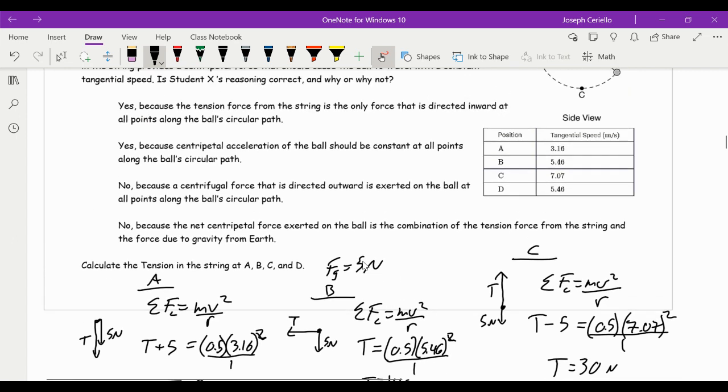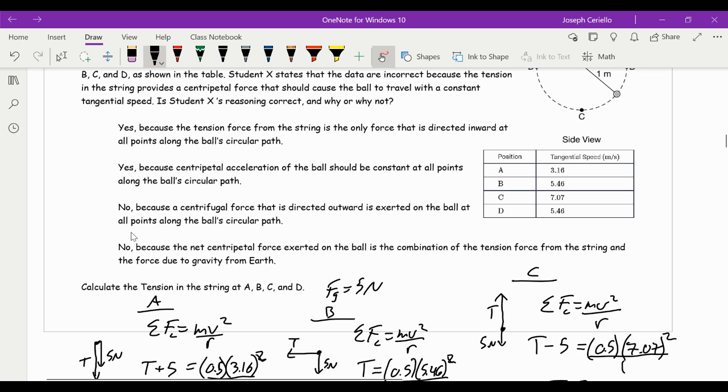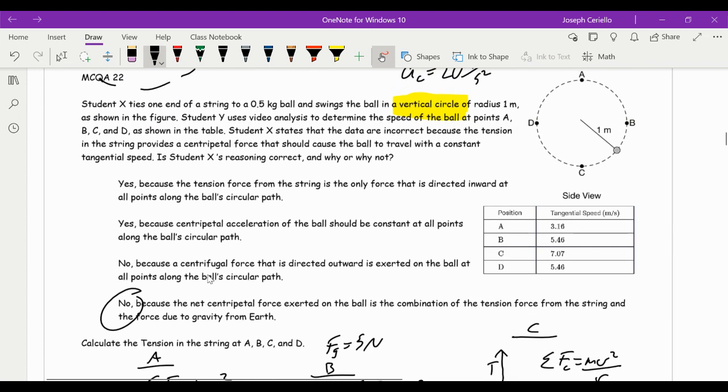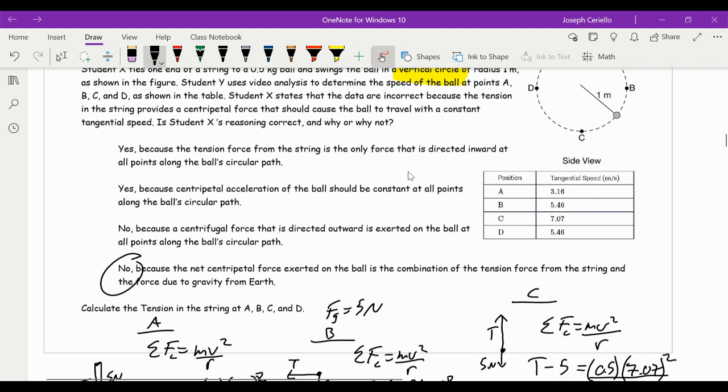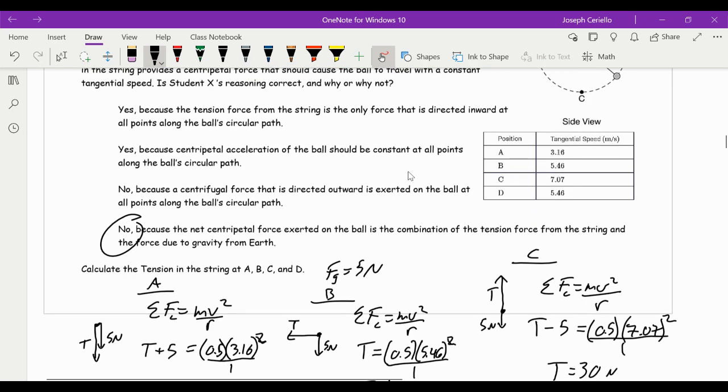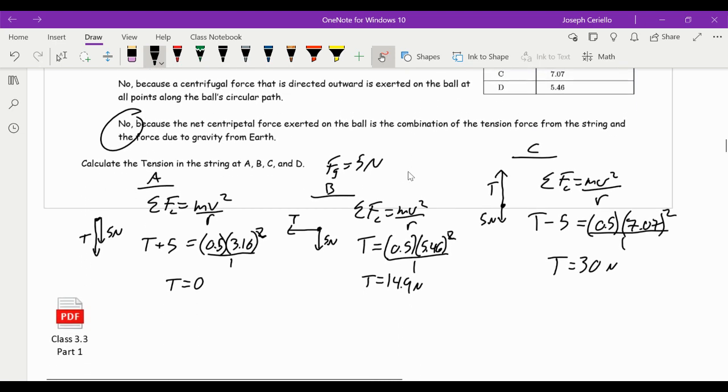So the answer to this one is no, because the centripetal force exerted on the ball is a combination of the tension and the force due to gravity. The student assumed that the tension was the only force responsible. But notice that the tension on its own is changing too. So a lot more is at play here. So when an object goes around a circle, its speed can certainly change, unless it says it's going around at a constant speed.